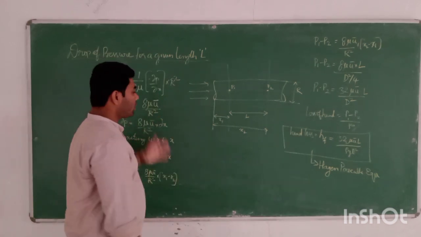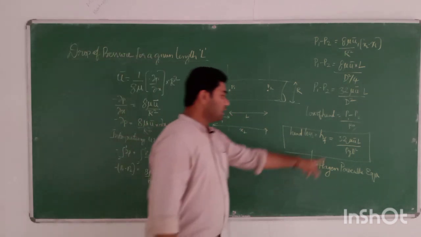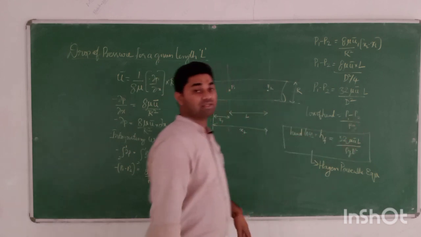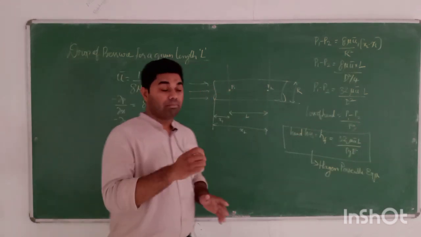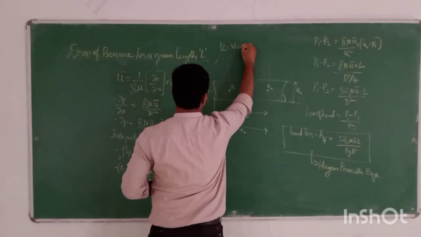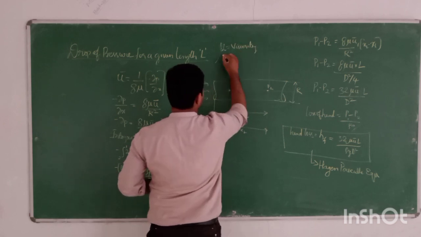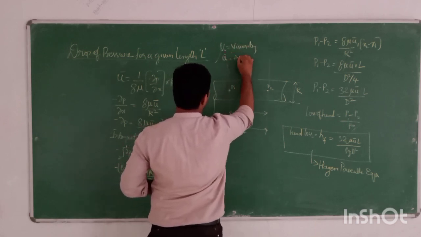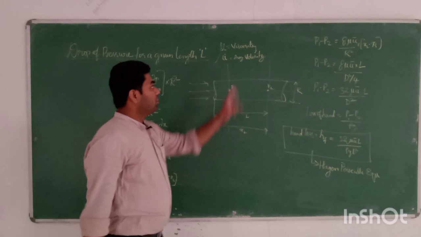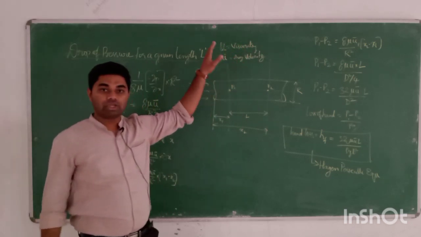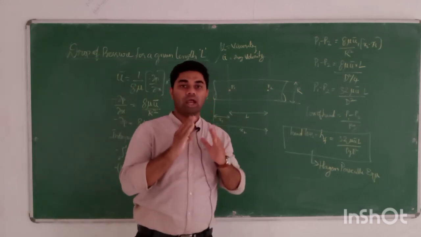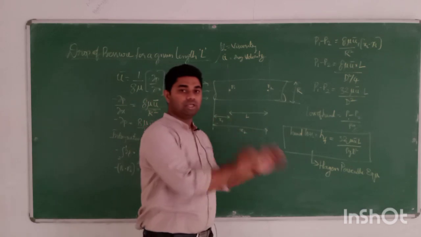So this is the drop of pressure for a given length. 32 mu, where mu is viscosity, and u bar is the average velocity. Just keep these things in mind. Mu is viscosity, and u or u bar is the average velocity. Velocity and viscosity are both different things. Hope you have understood this concept.